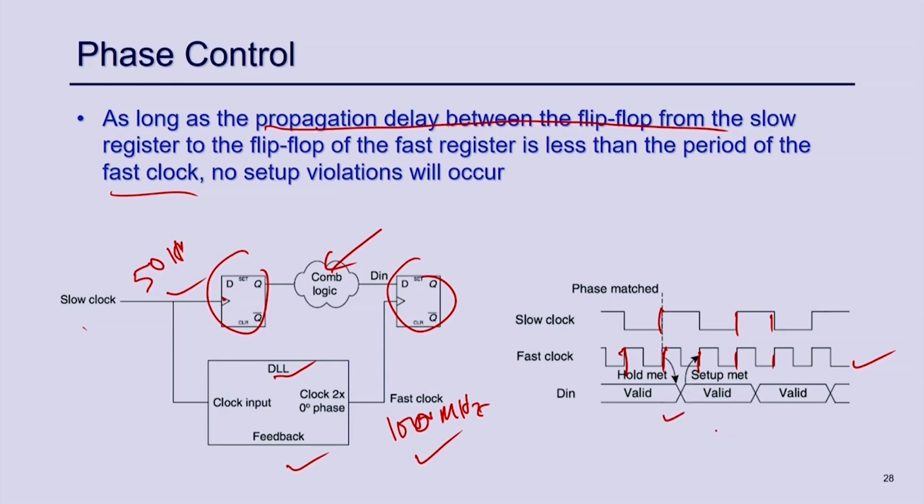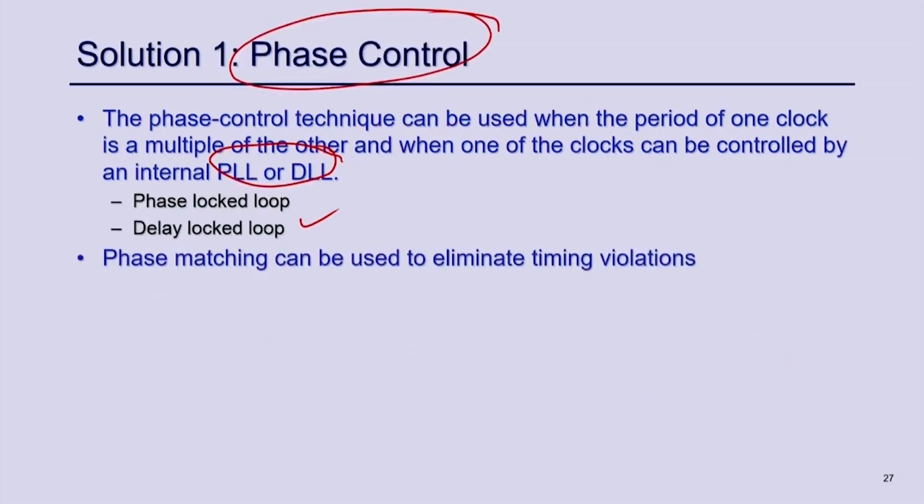The data whatever is generated depends on this particular clock, and since they are always aligned, whatever data change happens will occur at some point from here, and that will not violate the setup time or hold time. So, this phase control, which uses a PLL or DLL, is applicable when the clocks are multiples of each other.